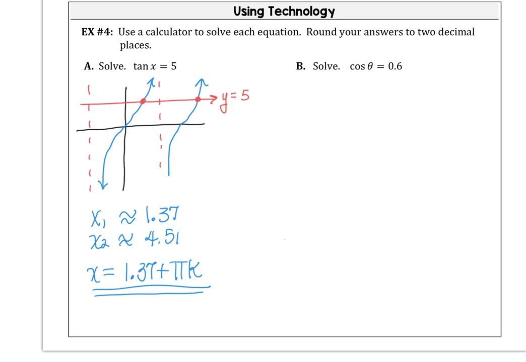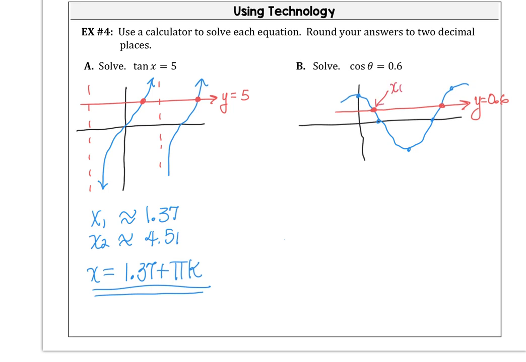Same thing on B. If you look at the cosine curve, cosine starts at a maximum, then intercept, minimum, intercept, maximum. We've got this oscillating behavior going on, and we want to know where the cosine is 0.6. So y is 0.6. Where does that happen? This one is x sub 1, and this one is x sub 2, just like we had over here.